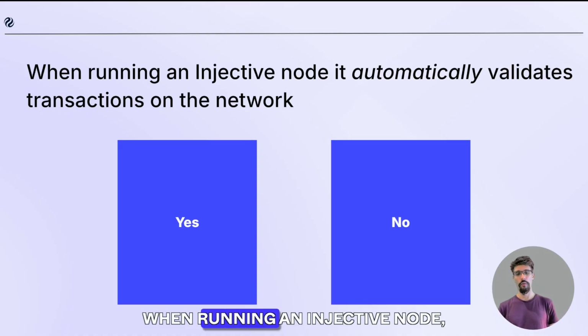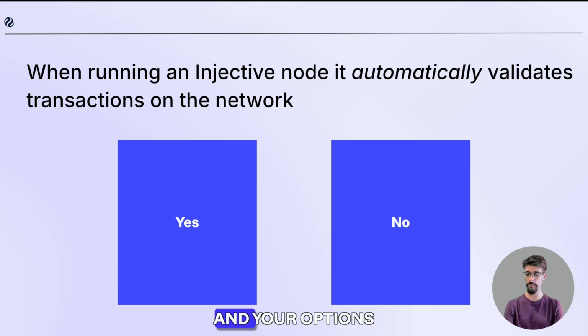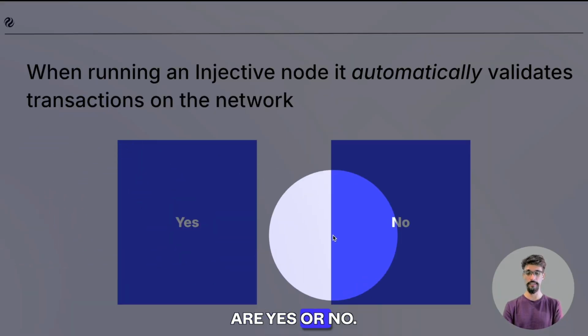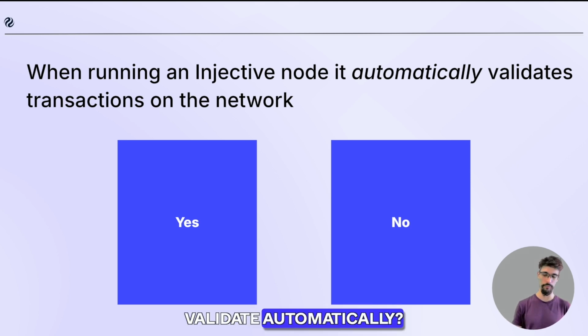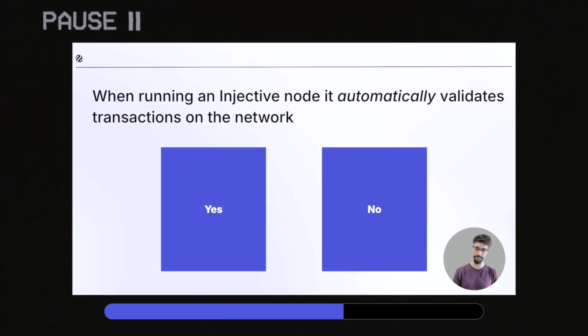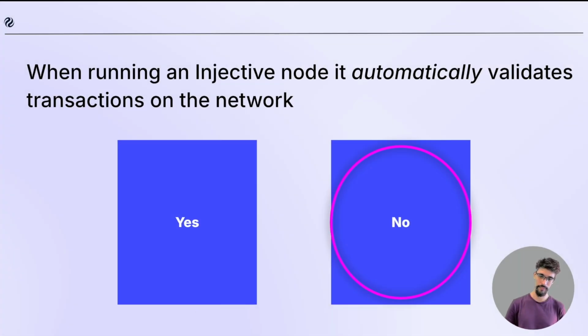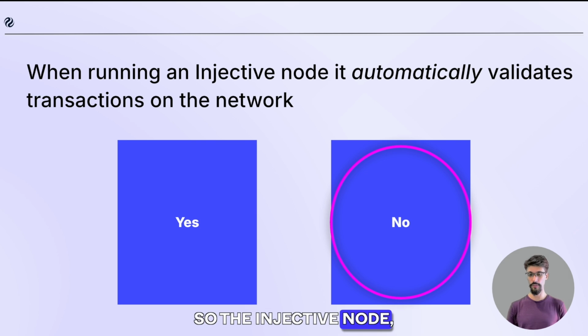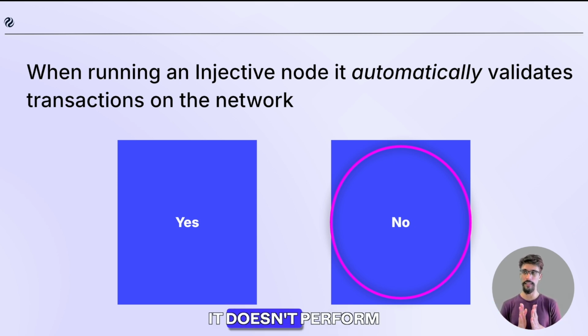First question. When running an injective node, it automatically validates transactions on the network. Your options are yes or no. So does it validate automatically? The answer is no. So the injective node, when you run it, sits on the network and is able to interact with the network. However, it doesn't perform validation by default.